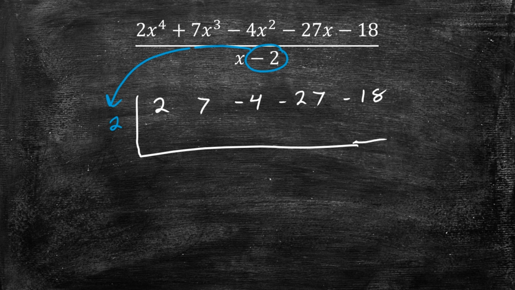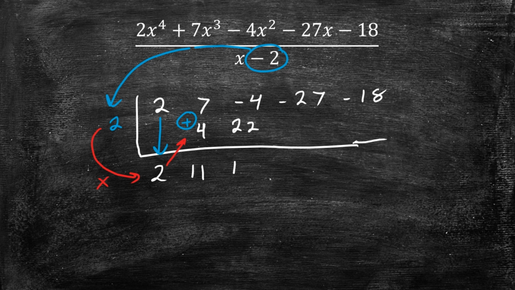All right, so first things first, we bring the first number downtown. So it's going to hang out down here. Now we take the outside number, multiply it by that number, and then bring whatever the result is up here. 2 times 2 is 4, so we bring a 4 right there. And then we add these two numbers together. Okay, so 7 plus 4 is 11. And then I'm just going to continue on. So 2 times 11 is 22.